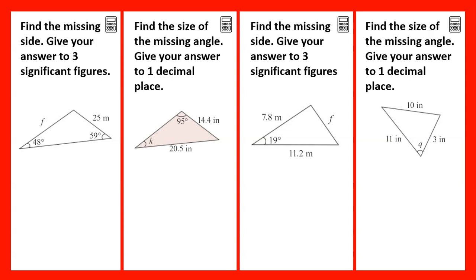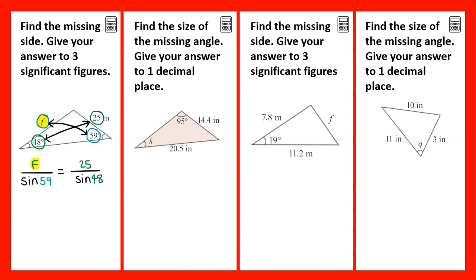You can use the sine rule when you have two pairs of opposite angles and lengths, as shown, where one of the lengths or the angle is an unknown, which we're trying to find. The sine rule is a over sine A equals b over sine B, where lowercase a would be the length that we're trying to find, in this case f, and the capital letter A being the opposite angle of 59 degrees, and the relationship between this length and angle is equal to the relationship between the green pair of 25 over sine of the opposite angle 48 degrees.